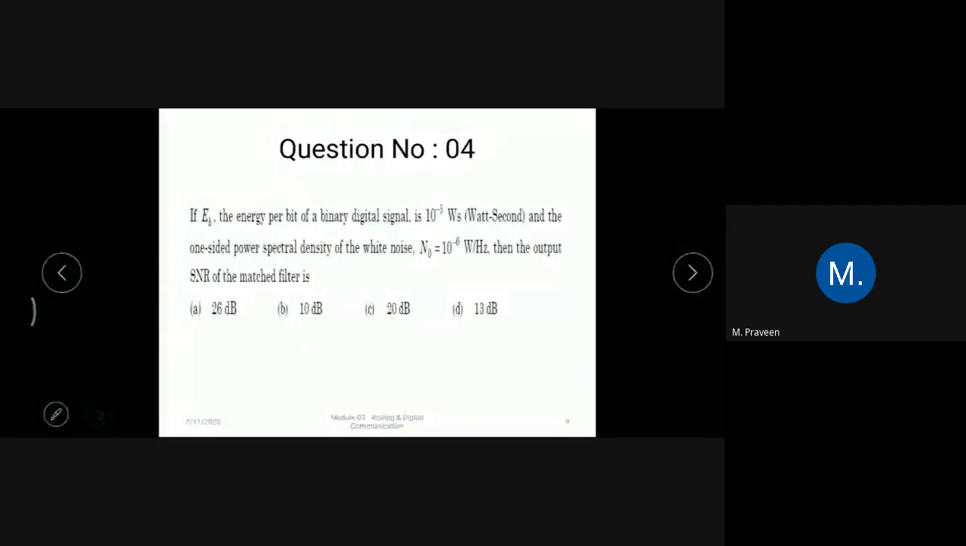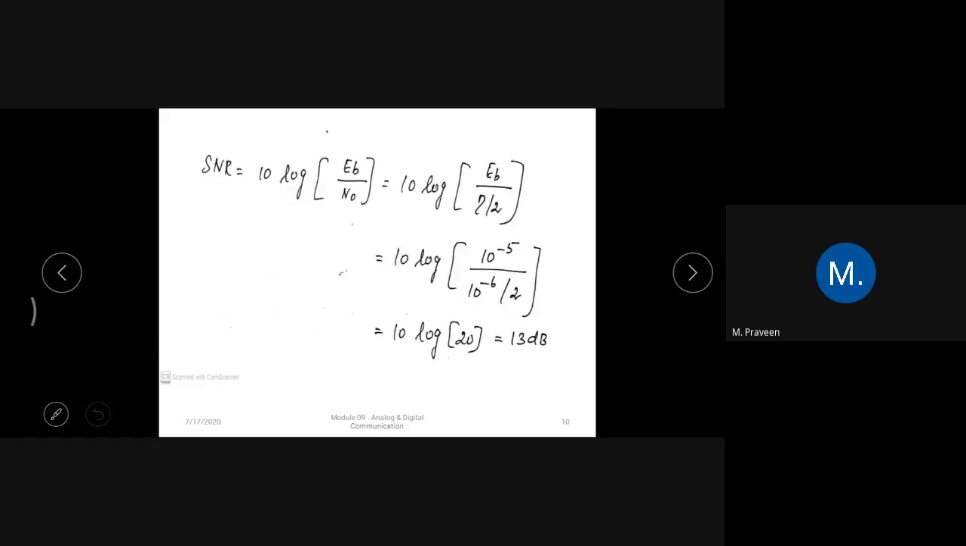Try to understand this. They gave a digital data, that is energy per bit, 10 to the power of minus 5 watt second, and the white noise, 10 to the power of minus 6 watts per hertz. Now they are asking the output SNR. I will calculate how to find the SNR value.